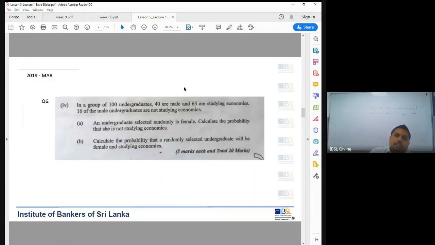The questions. An undergraduate selected randomly is female. Calculate the probability that she is not studying economics. That's the first question. Second question. Calculate the probability that a randomly selected undergraduate will be female and studying economics. The end part, if you see it carefully, seems to be giving an intersection of these two particular events, being female and economics. Okay, we'll discuss that answer.